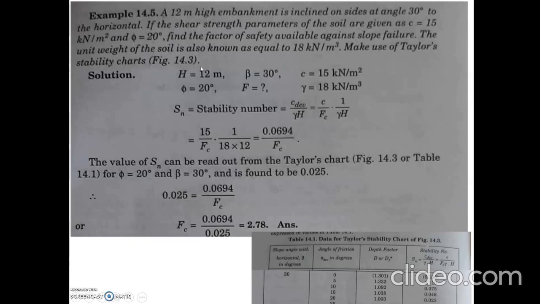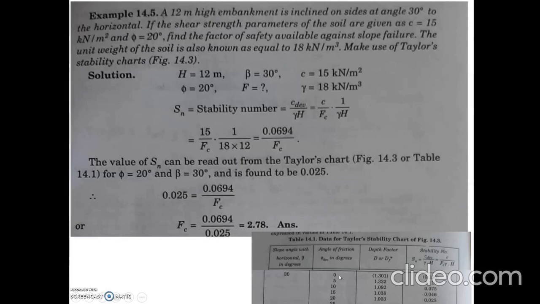In this, the data are written first. H is equal to 12 meter, beta equal to 30 degree, C equal to 15 kN per square meter, phi is 20 degree, factor of safety has to be found out, gamma is 18 kN per cubic meter. In order to find factor of safety, we know the equation which has to be used, which relates Sn, C, F, gamma and H. That is, Sn is equal to C divided by F into gamma into H. Here there are two unknowns, that is Sn and factor of safety. So to find factor of safety, we will find out the stability number with the given data.